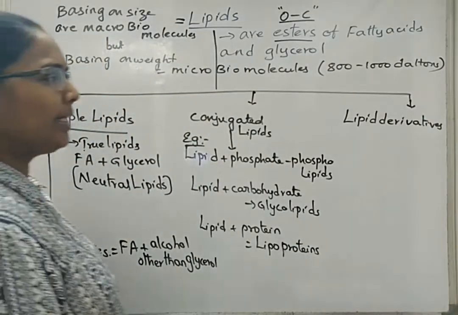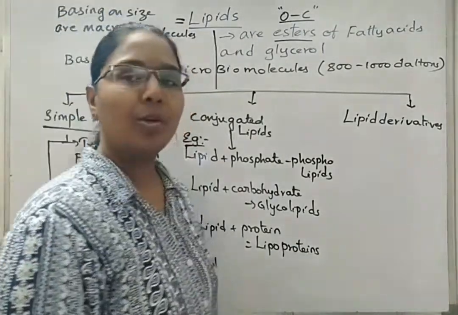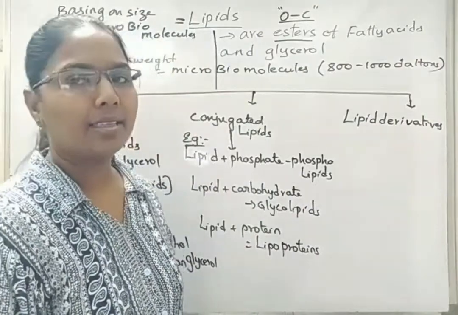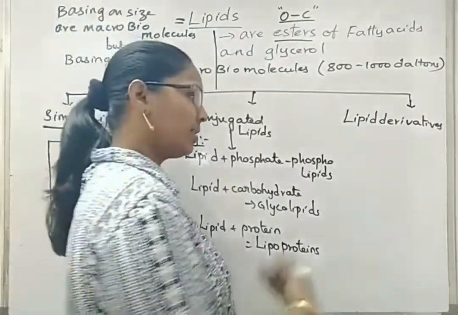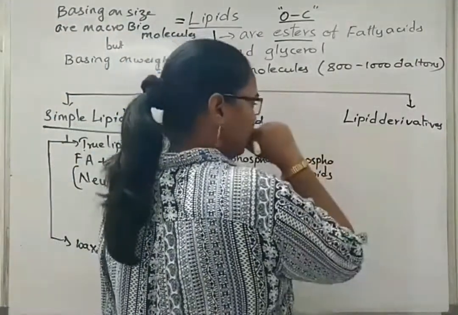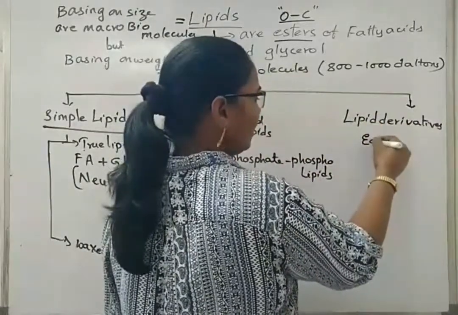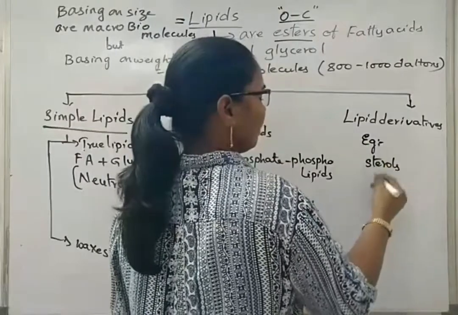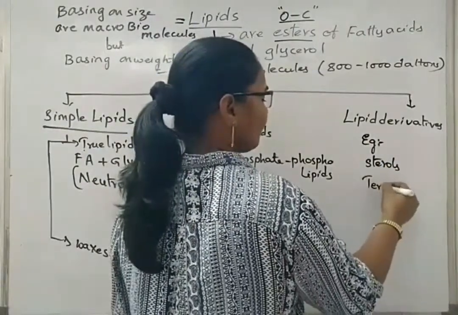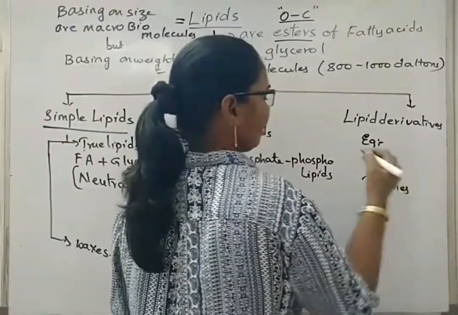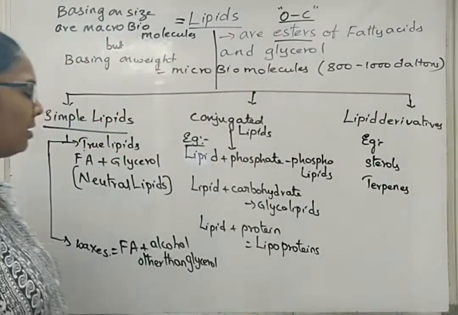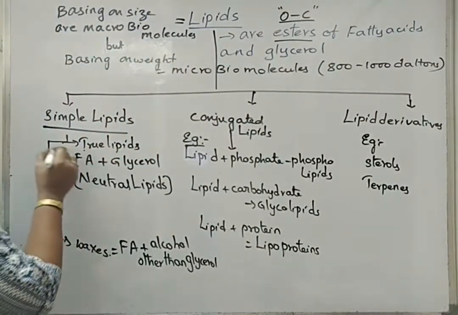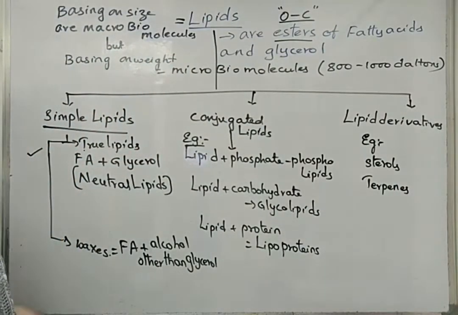Next one, lipid derivatives, meaning from what type of raw material these lipids are synthesized. Here examples we can take as sterols, next terpenes. These two examples. Now we will start with the first one, that is true lipids.